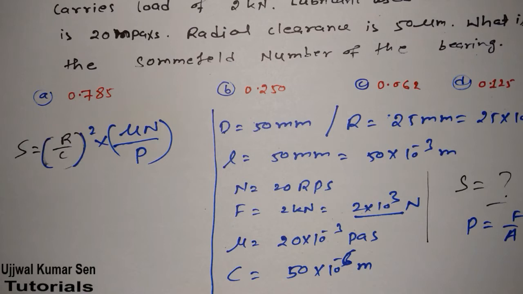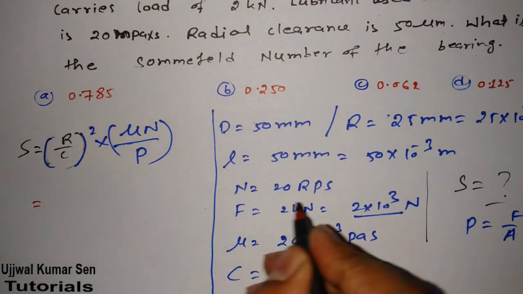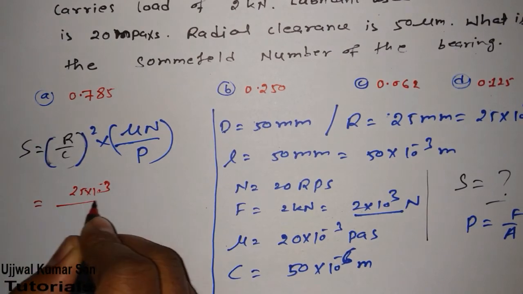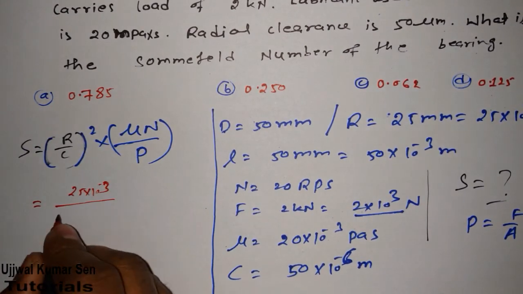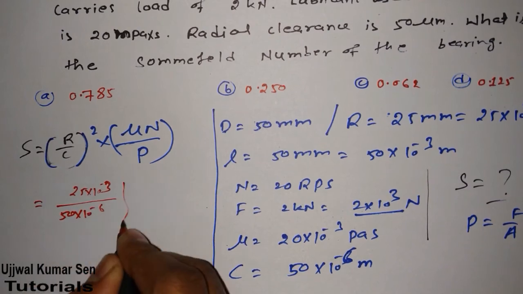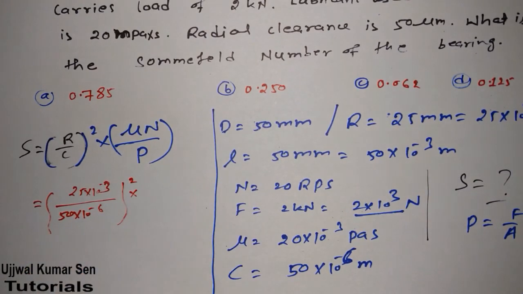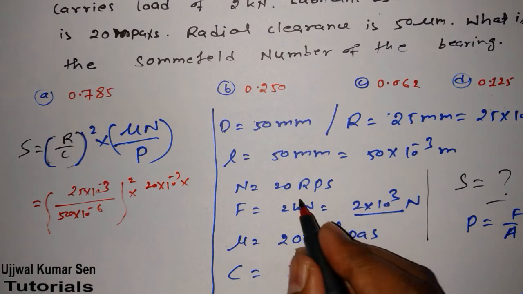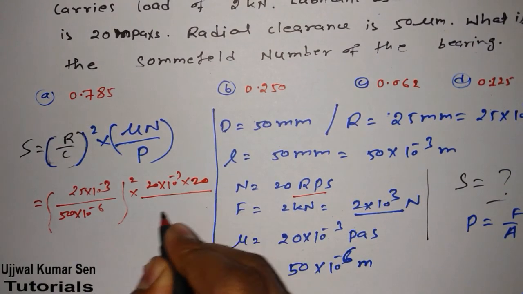Now what we will do, we'll just put values according to the question they have given, then we will solve it by using a calculator. So let's go for it. What is R? Basically radius. So 25 multiplied by 10 to the power minus 3. C is the radial clearance, 50 multiplied by 10 to the power minus 6, and it is squared. What is mu? Basically mu is viscosity. It's 20 into 10 to the power minus 3. What is N? RPS, that is 20. And P is 8 lakh.